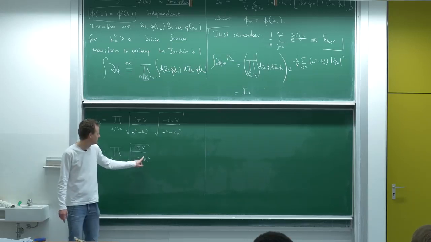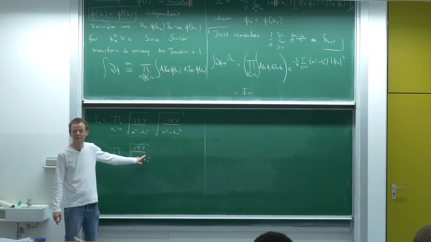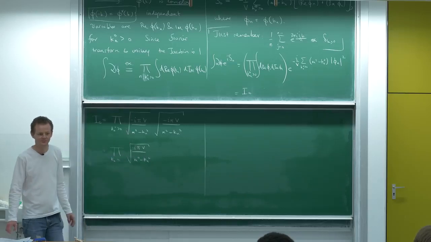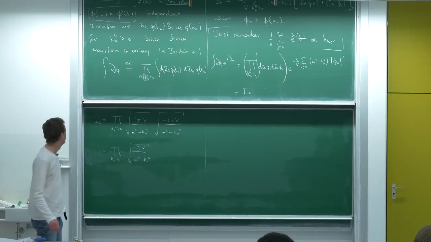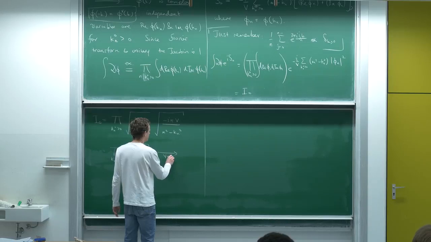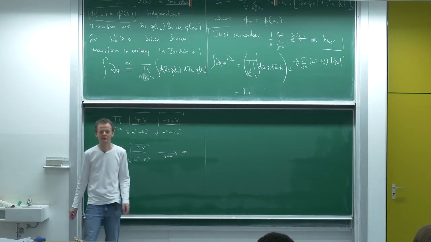So K is bounded, yeah? K is some number in the inverse lattice. But what happens as V goes to infinity in this product here? Does this integral evaluate to something that gets smaller and smaller or bigger and bigger? Well, as your box gets bigger, this quantity gets bigger, it goes to infinity.